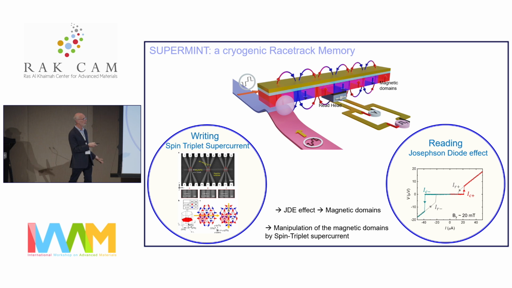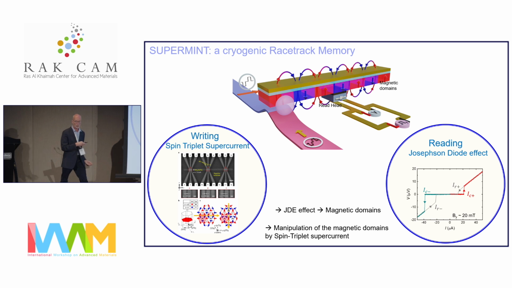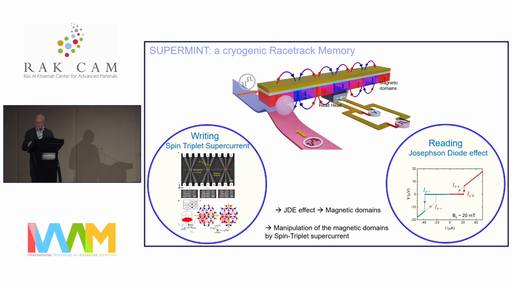At the same time, we can imagine, by creating these triplet currents, we have lots of ideas, that these triplet currents could carry angular momentum and enable us to move these domain walls very energy efficiently. This is something that we are currently working on, haven't yet demonstrated.